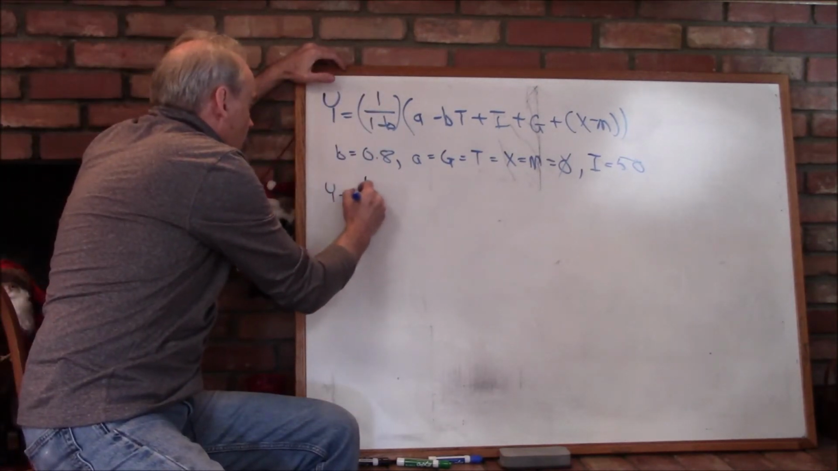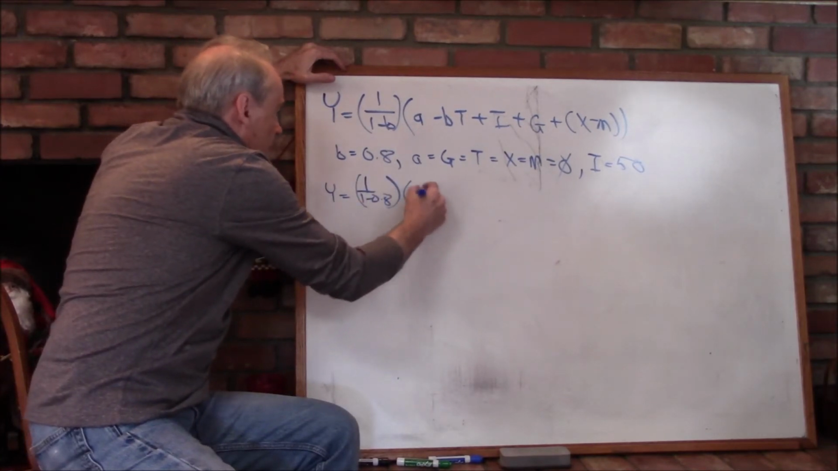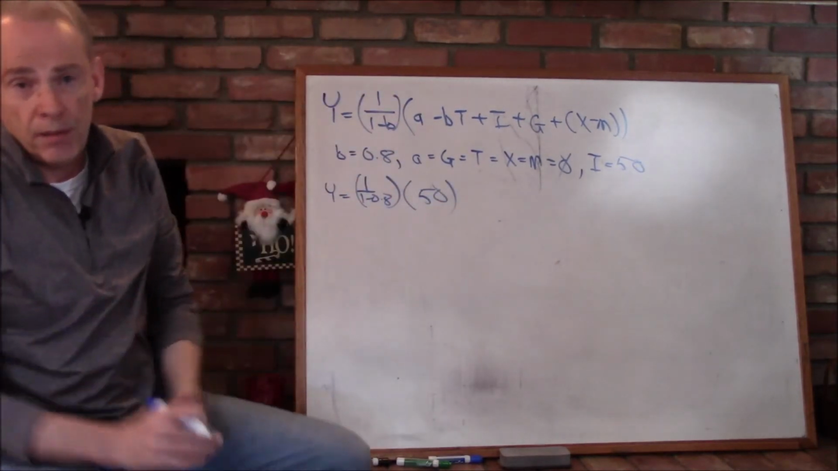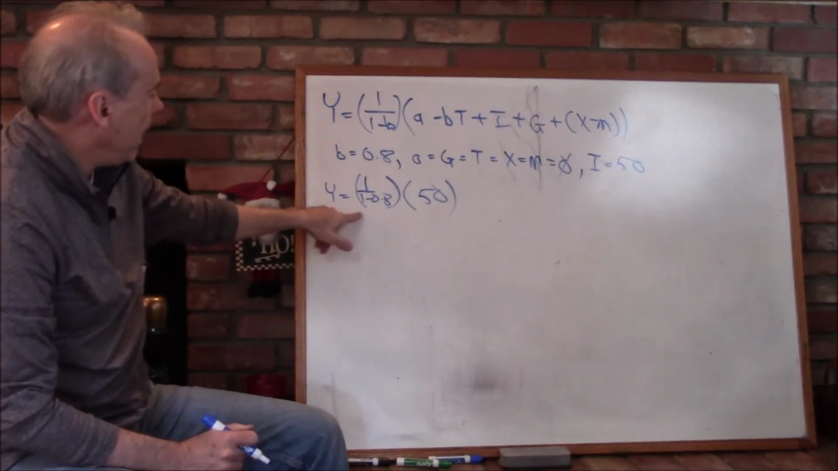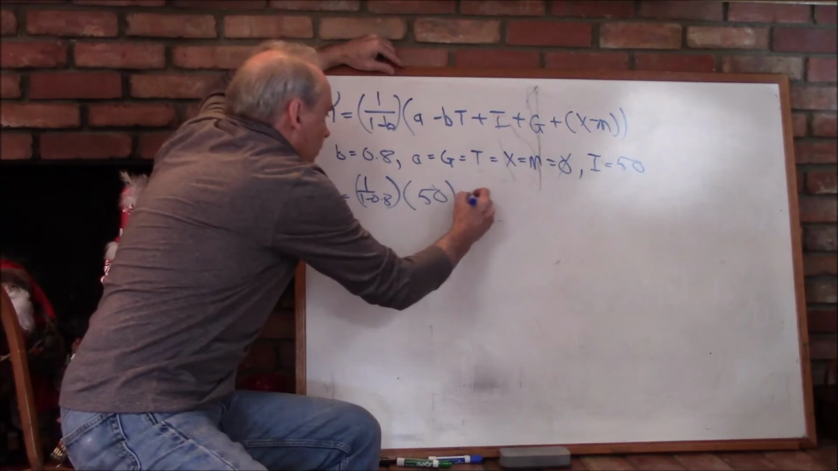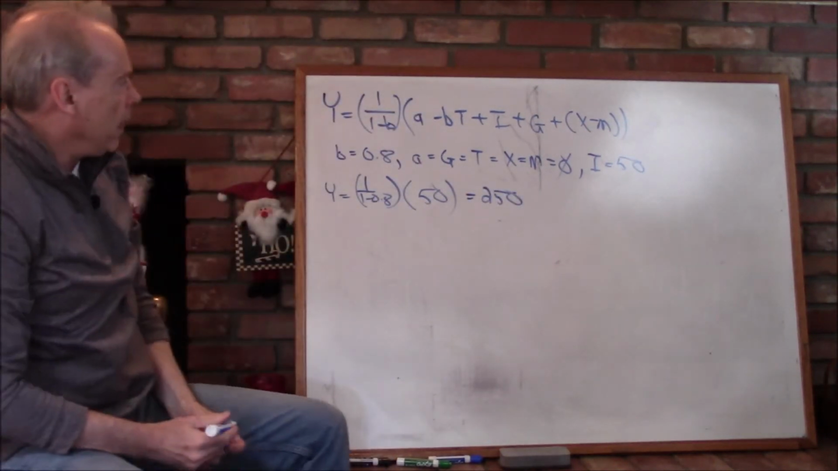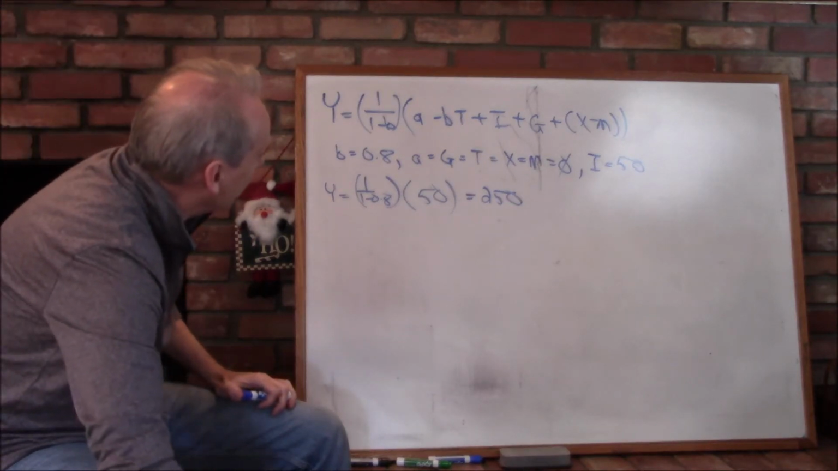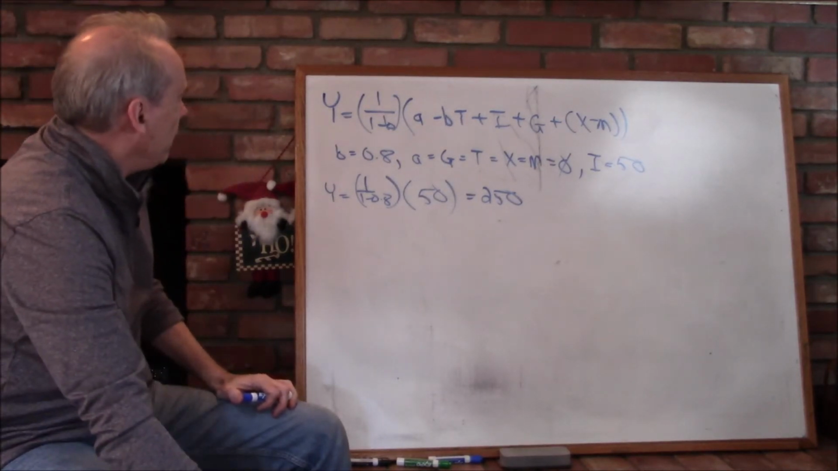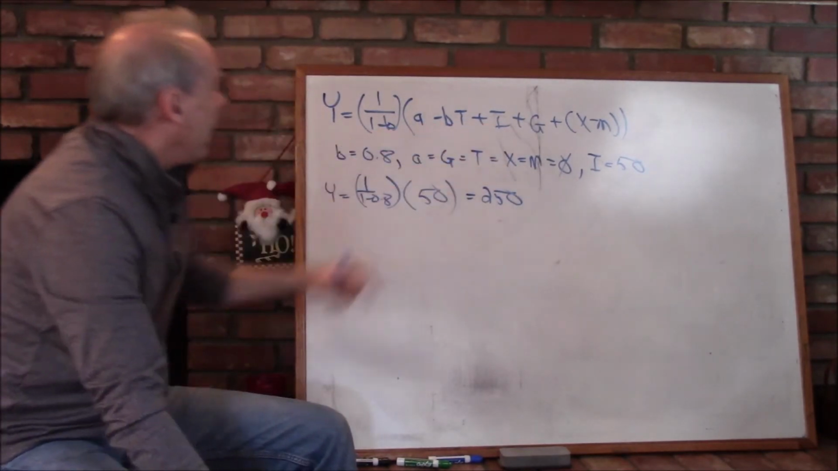Y is equal to 1 over 1 minus 0.8 times 50, because everything else is 0. What's that? That's 5, so it's 250. That would be GDP. If government spending, taxation, exports, imports, and A were 0, and investment was 50, then every other term drops out except for the I.